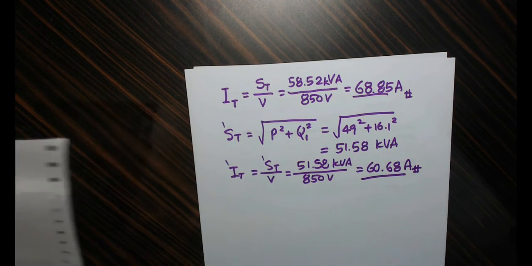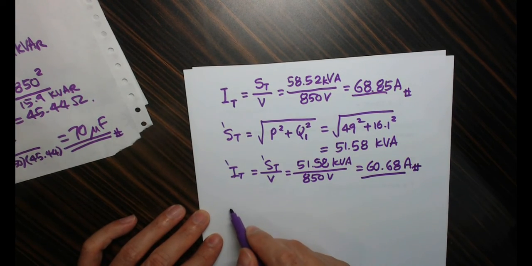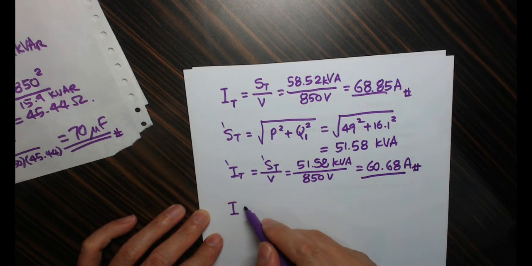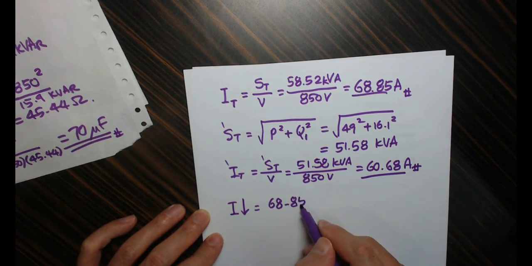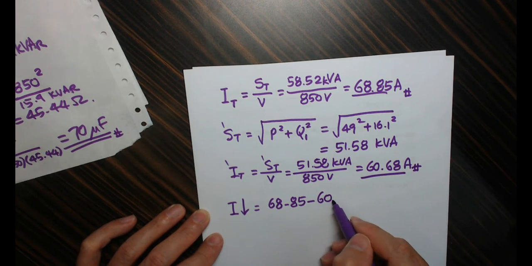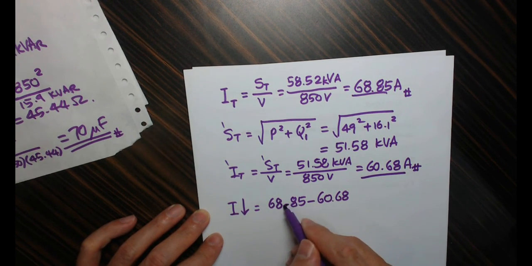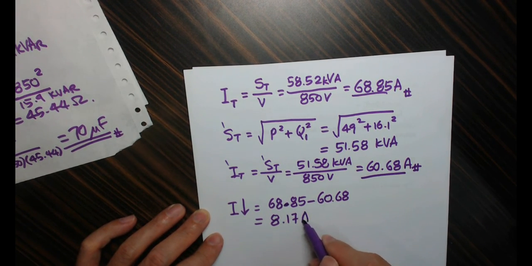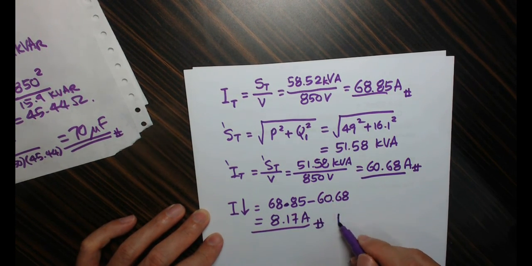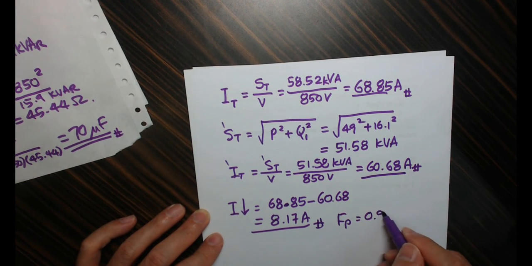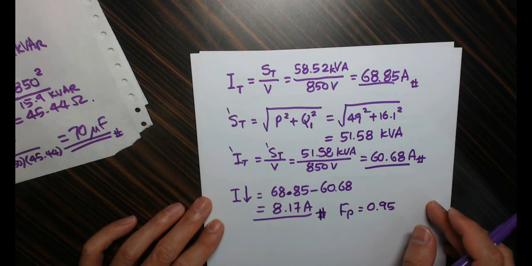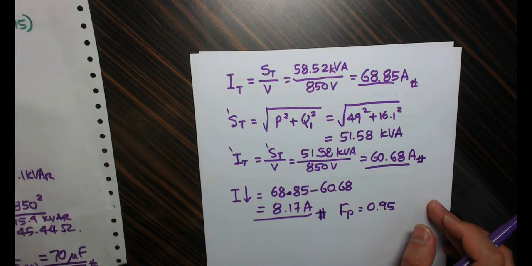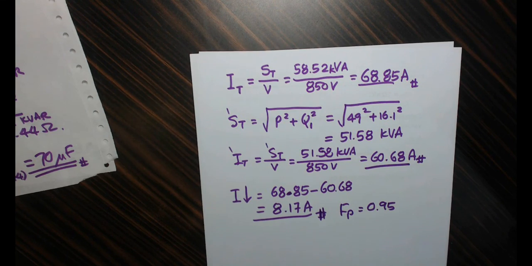So by improving the power factor, the overall current dropped by 68.85 minus 60.68 ampere. That's 8.17 ampere. So with the power factor improved to 0.95, the current actually dropped by 8.17 ampere. Okay, so that is the effect of improving power factor.